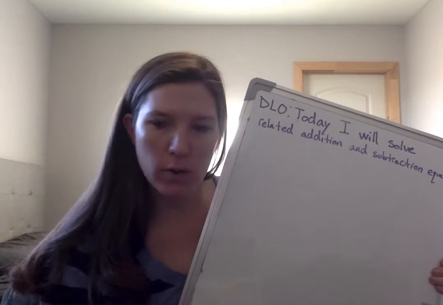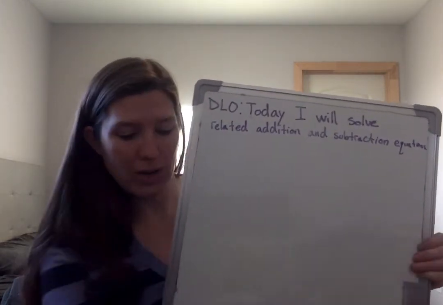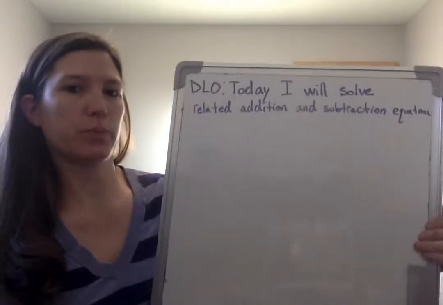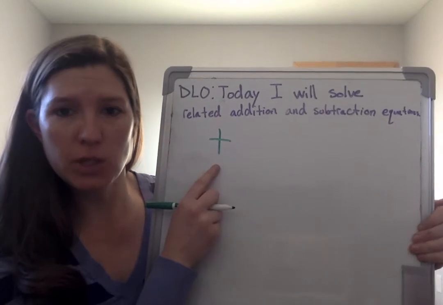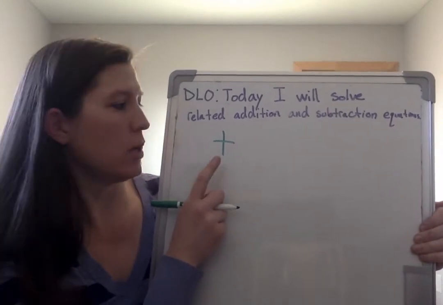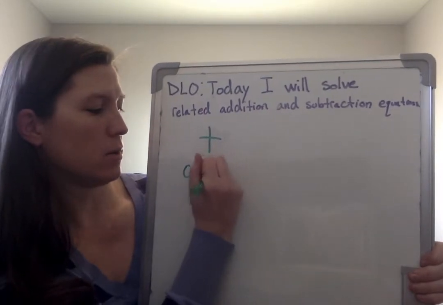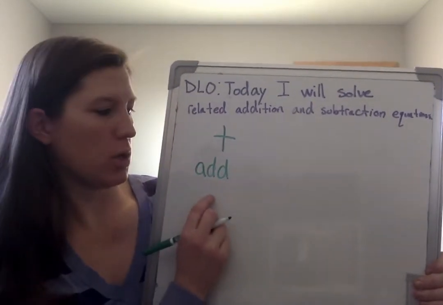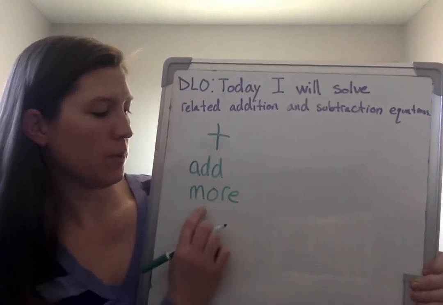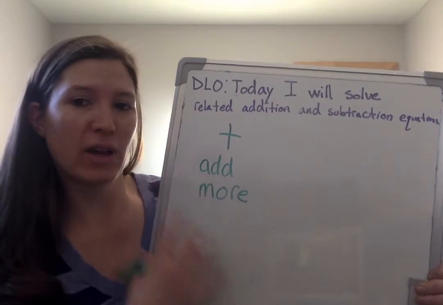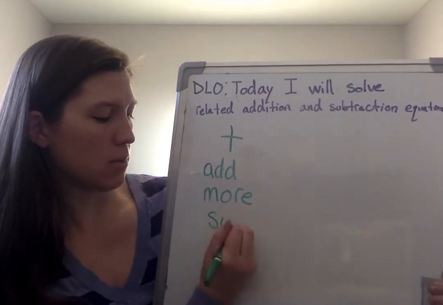So let's review a few vocabulary words with our addition and subtraction. Here's my operation. Say operation, plus. When we have plus, say add. Add, addition. When we add, we're getting more. When we're getting more and we want to find out how many in all, that is called the sum.